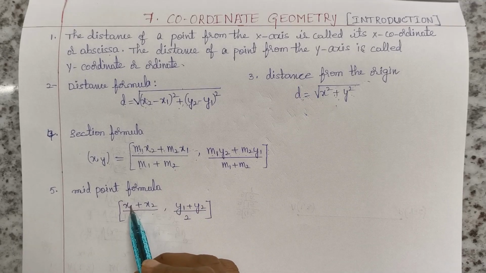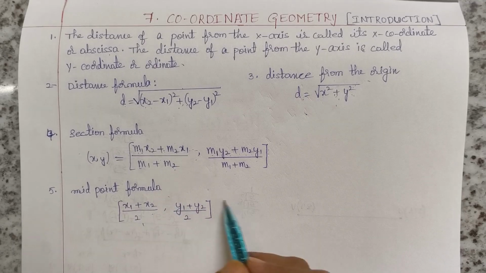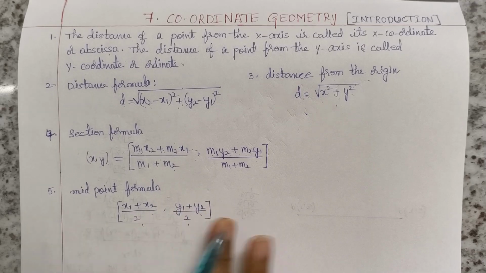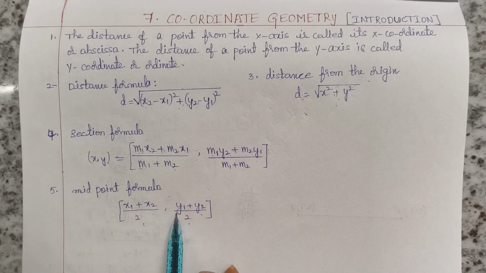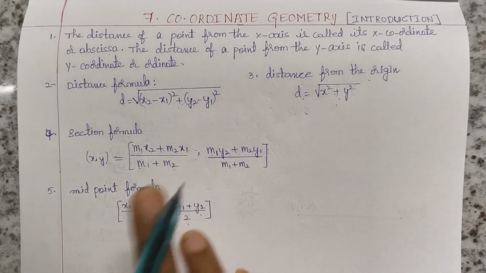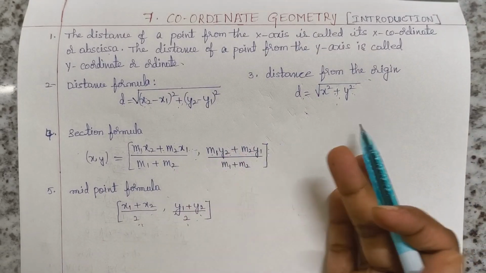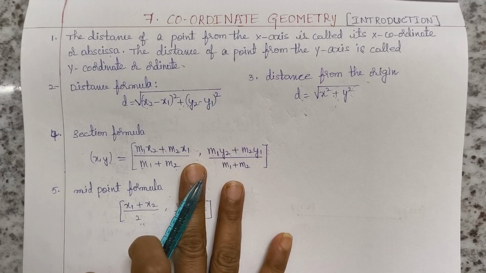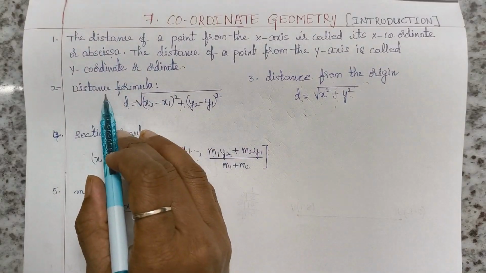What is the formula? x1 plus x2 divided by 2, y1 plus y2 divided by 2. This is the formula. So if the midpoint is dividing, we use this formula, x1 plus x2 divided by 2, y1 plus y2 divided by 2. If it is some ratio, 2:3, 4:5, 9:6, like that, dividing means we will use this formula.